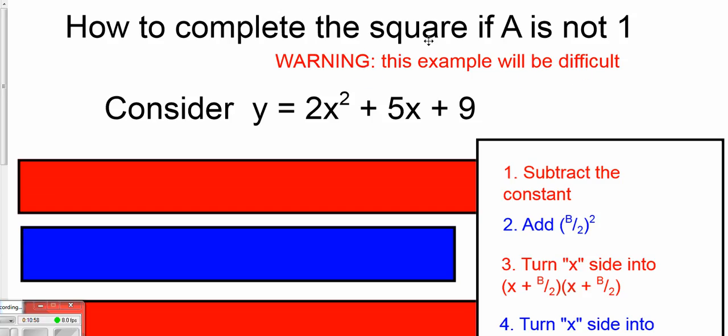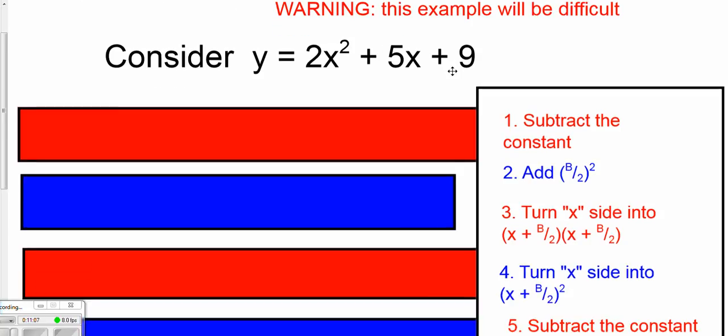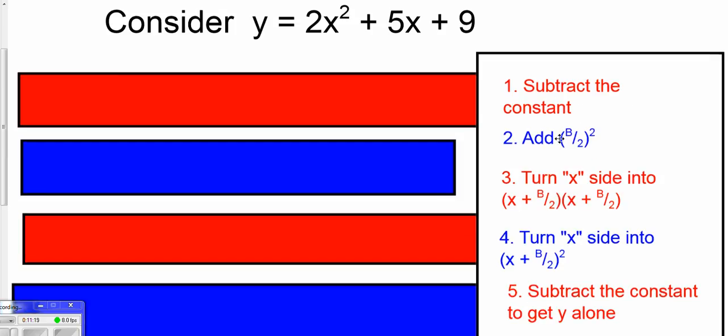So, lastly, let's look at how to complete the square if our a value is not 1. Now, warning, this example is going to get kind of difficult. Even though these look like nice, easy numbers, I used a more difficult one because I want you to be able to see what's going on throughout, or what it might be like to use a more difficult problem.